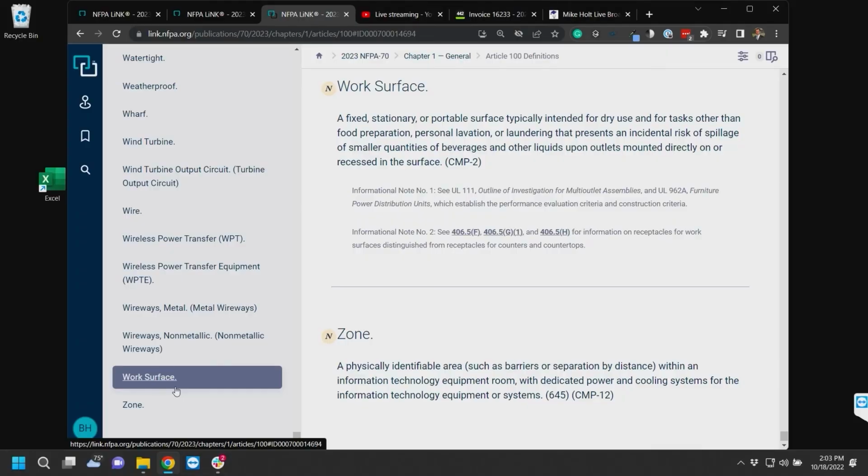Let's take a look at that. A stationary, oh gosh, a portable. A fixed, stationary, or, oh, they even added another one. Now it's added portable. Oh my God. Portable surface typically intended for dry use and for tasks other than food preparation, other than washing your hands, other than laundry, that presents an incidental risk of spillage of small quantities of beverages, other liquids upon outlets mounted directly on or recessed in the surface.